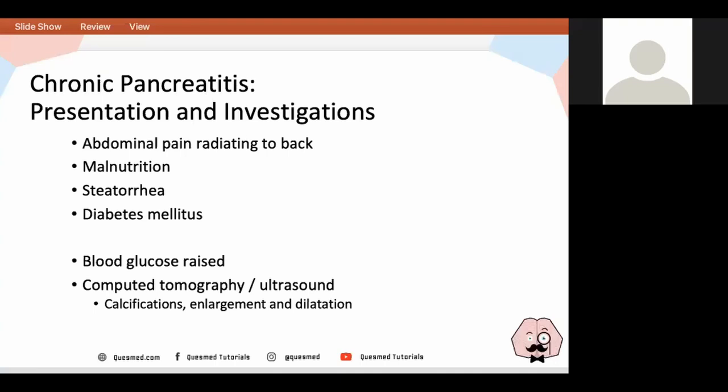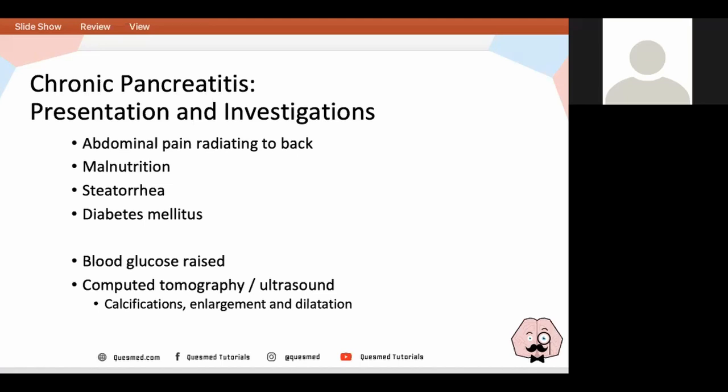Steatorrhea is a major consequence of chronic pancreatitis and usually occurs in the later stages of the disease. Jaundice is not that common, but it occurs in some patients with chronic pancreatitis, and this can be because of CBD obstruction or compression.